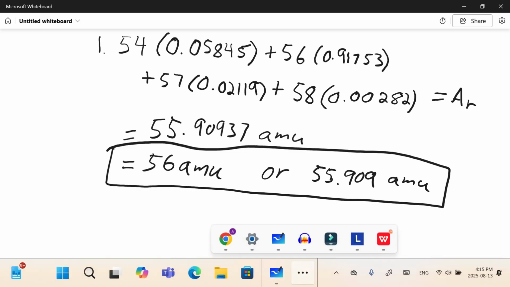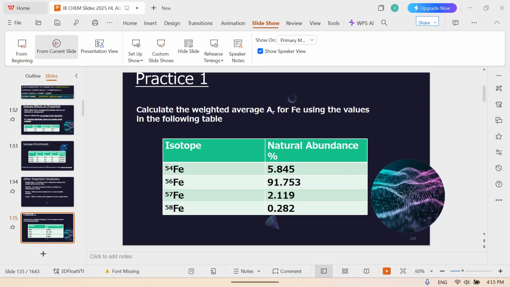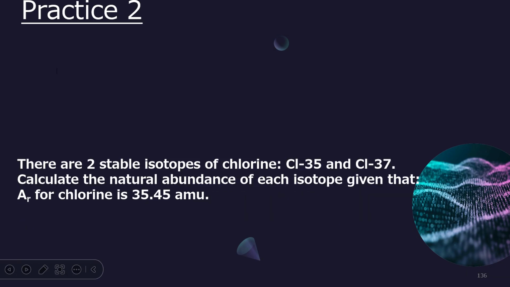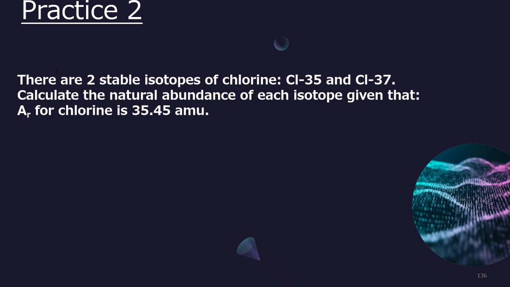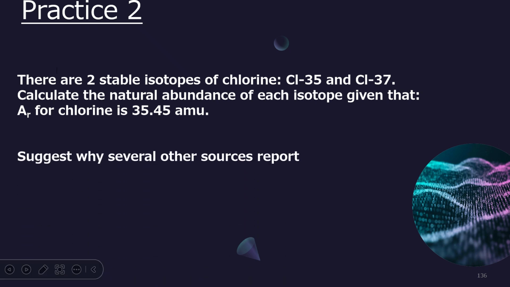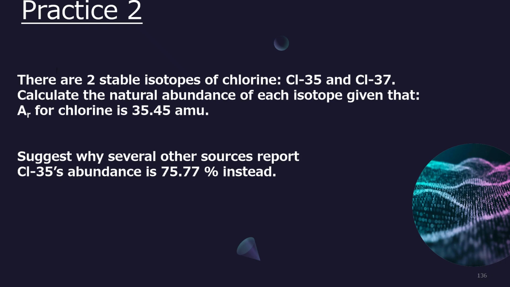Let's see if there's any more practice questions. There are 2 stable isotopes of chlorine, chlorine 35, chlorine 37. Calculate the natural abundance of each isotope given that the relative atomic mass for chlorine is 35.45 AMU. And also, suggest why several other sources report Cl35's abundance is 75.77 instead. So presumably, we are going to get an answer that's not 75.77, and we have to consider why other people might get the answer of 75.77.